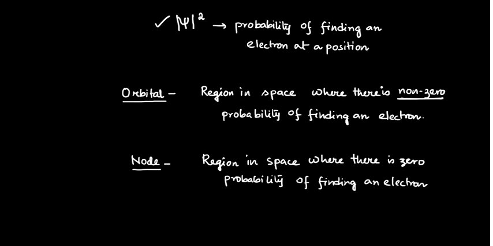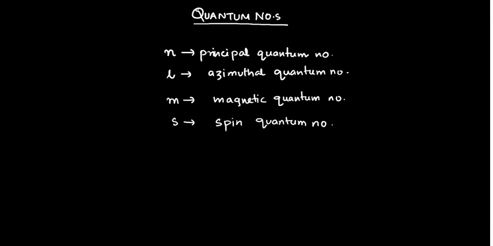Now, the next concept which we must take into consideration is quantum numbers. Now, what are quantum numbers? We have seen the Schrödinger equation. And if we go for solving the Schrödinger equation, we get a set of numbers. And those numbers are termed the quantum numbers. Okay.